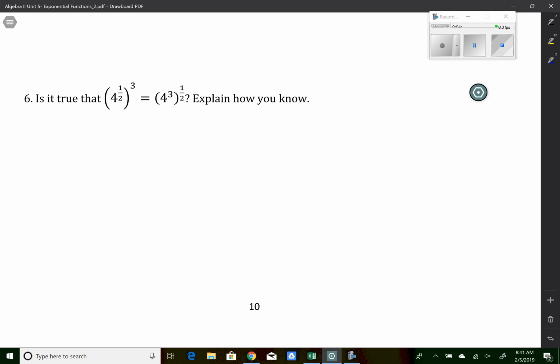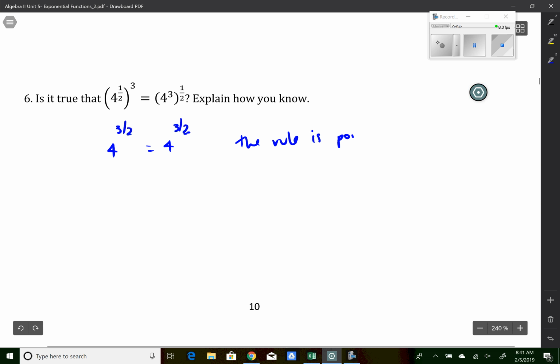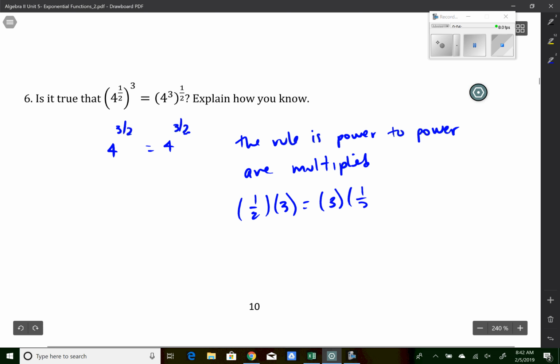Number 6 says, is it true that these two expressions are equivalent? Explain how you know. So we could use properties of exponents to show this. So I could say 4 to the 3/2 power is equal to 4 to the 3/2 power. And the reason why is the rule is power to power are multiplied. So if we multiply 1/2 times 3, because of the commutative property, I know that's the same thing as 3 times 1/2. So we could say these are equivalent expressions. Again, we could check them in the calculator because there's no variables.